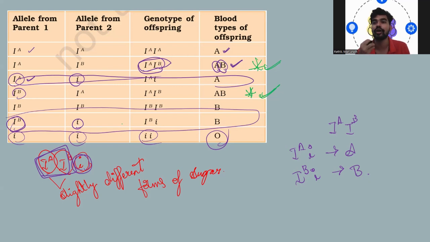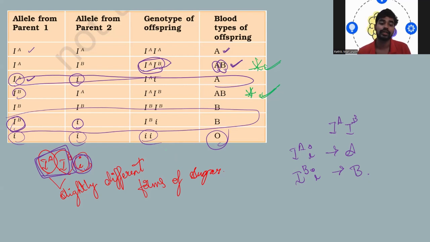So totally how many combinations of blood group can be studied here? Six types of blood group combination are possible here. So this was all about codominance and blood grouping.